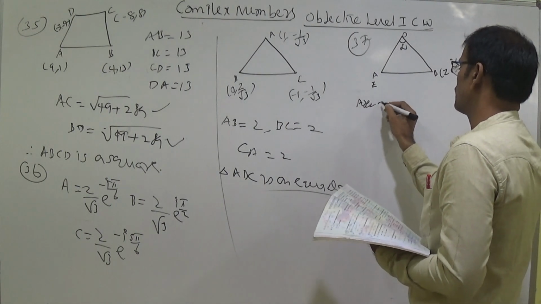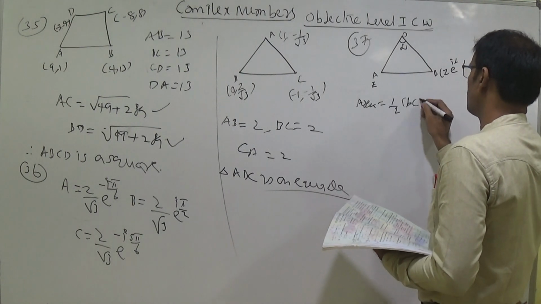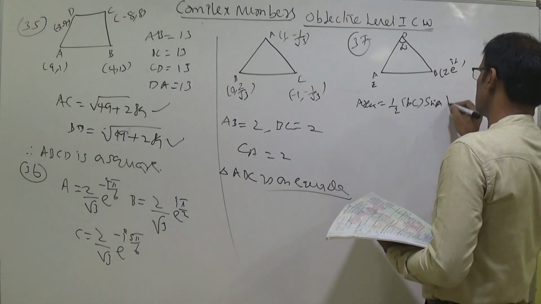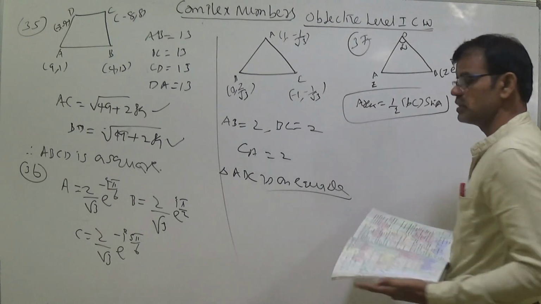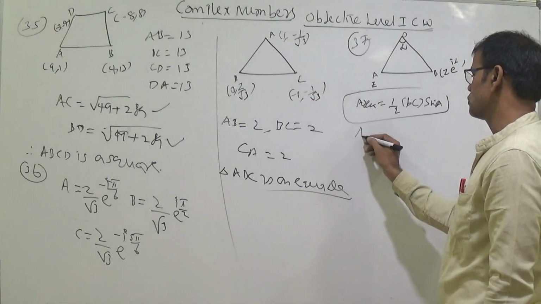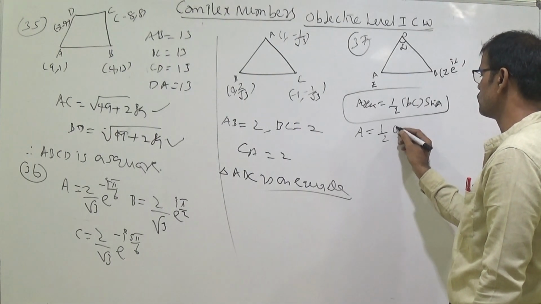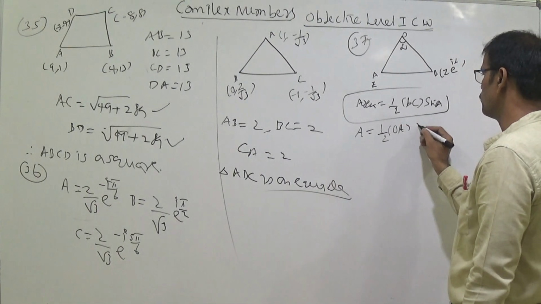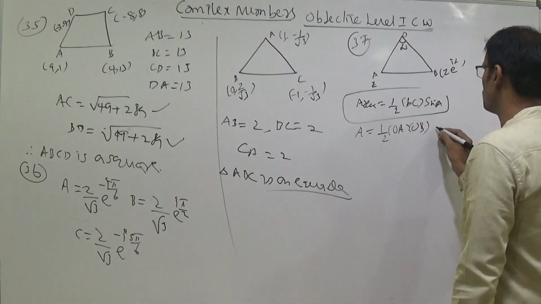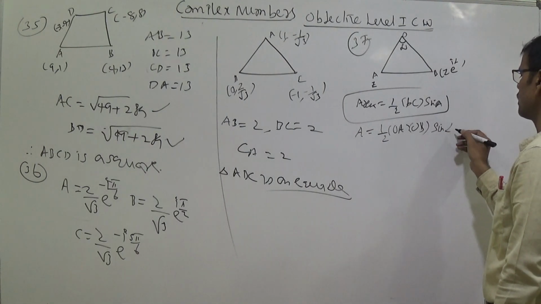Area according to properties of triangle. Remember the formula for area: 1 by 2 into BC sin A, or AC, AB sin C, or CA sin B. So area is equal to 1 by 2 into OA into OB into sin A, meaning here sin alpha.